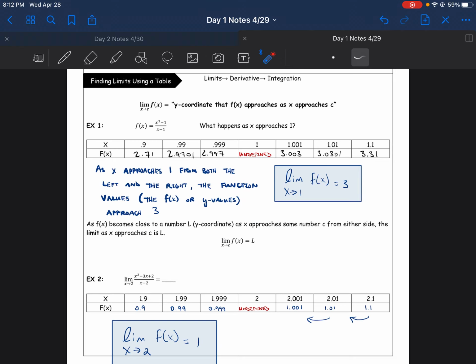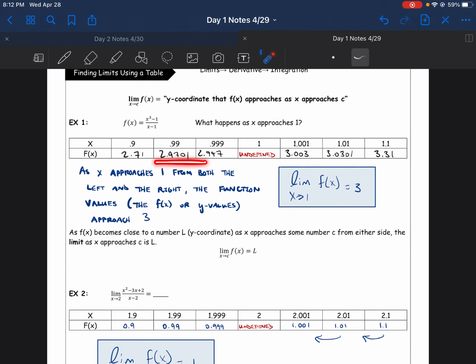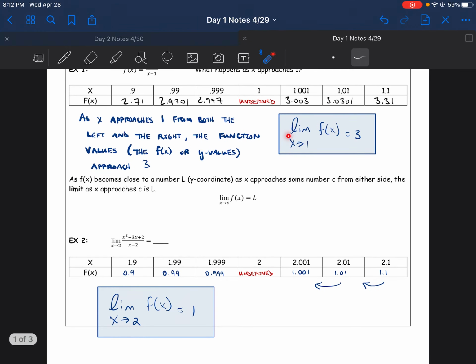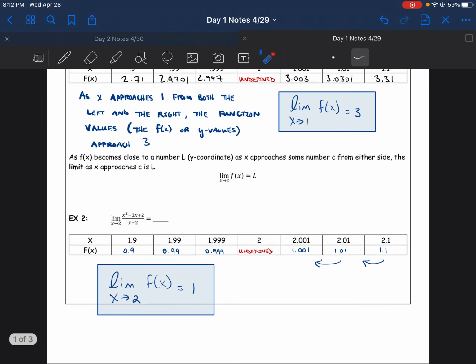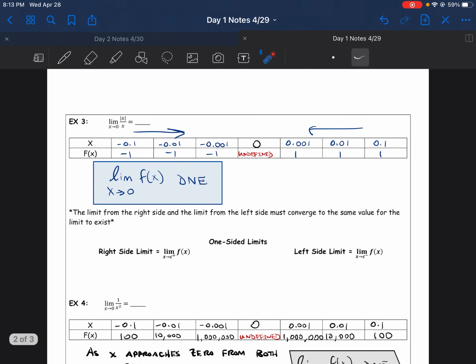What we're looking for is the function values to the left and right of that input to be the same. For example, in example 1, from the left we can see the function values approaching 3, and from the right we can see the function values approaching 3, so the limit was 3 as x approached 1. Same deal in the second example. From the left, function values are approaching 1. From the right, function values are approaching 1. So the limit as x approaches 2 is equal to 1, because the left and right side limits were the same.